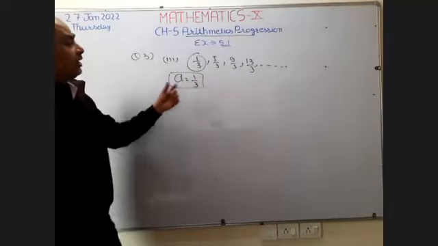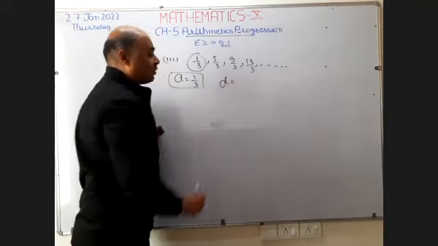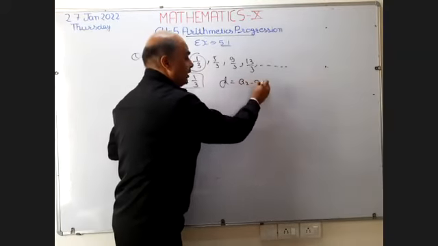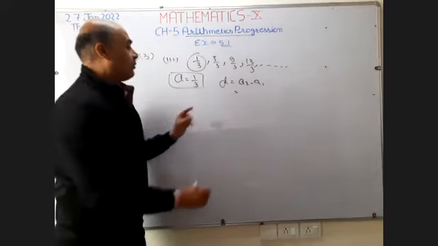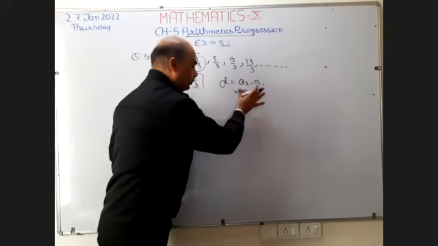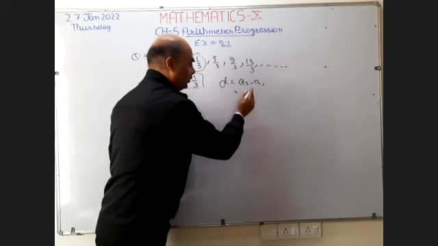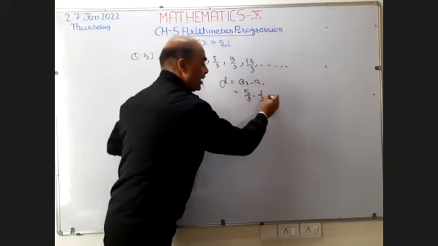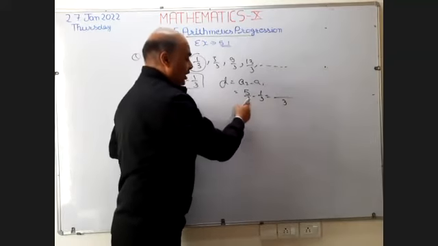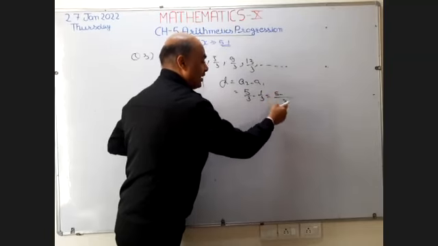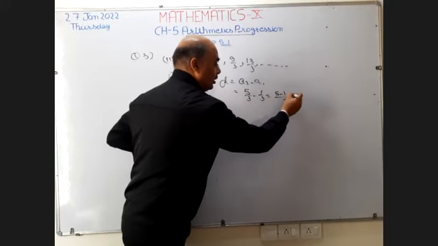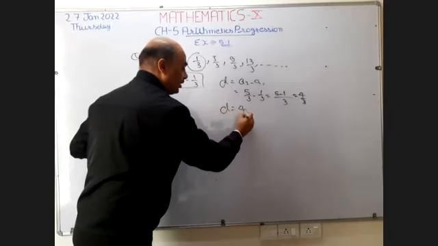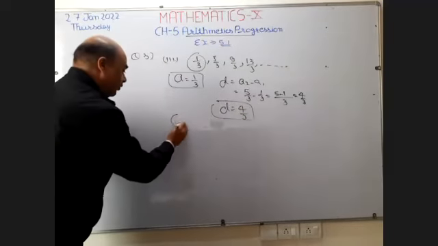Now we want to check the common difference. Common difference means D. What is the formula for finding the common difference? A2 minus A1. So right here A2 minus A1. What is A2? 5 by 3. So right here 5 by 3 minus A1, 1 by 3. Take LCM 3. LCM is going to cancel with LCM. So what is left? 5 minus 1, so this becomes 4 by 3. So what is the value of D? 4 by 3. What is the meaning of D? D means common difference.